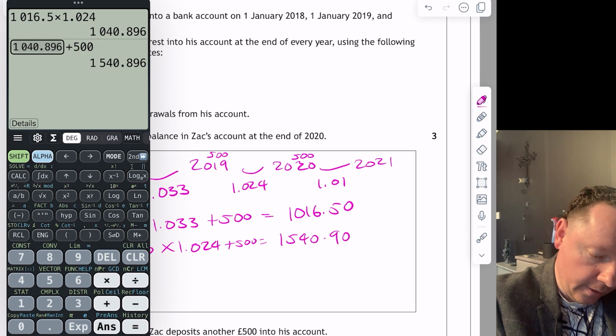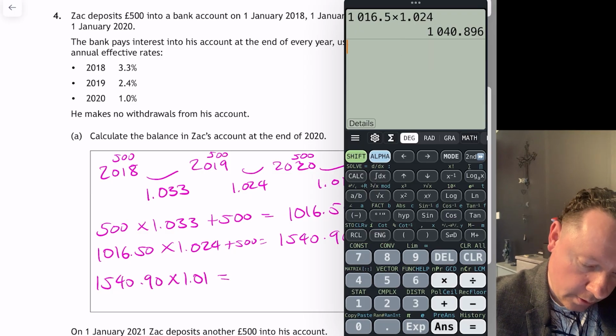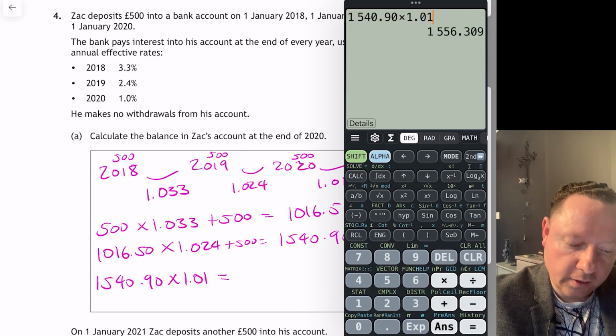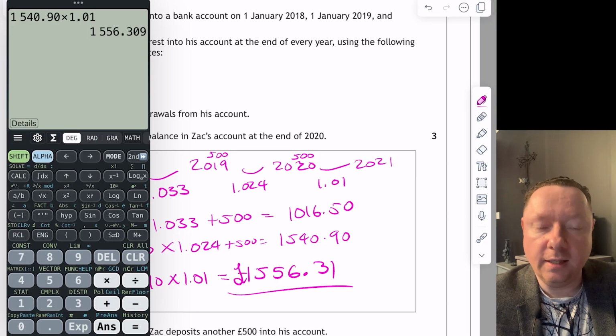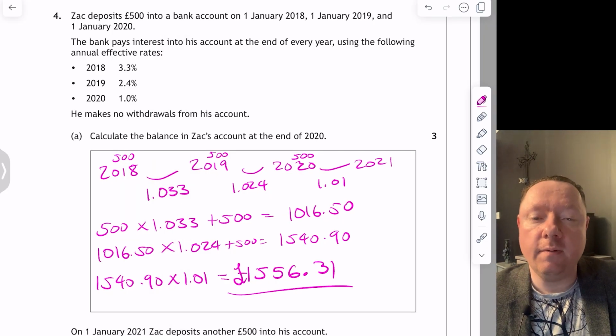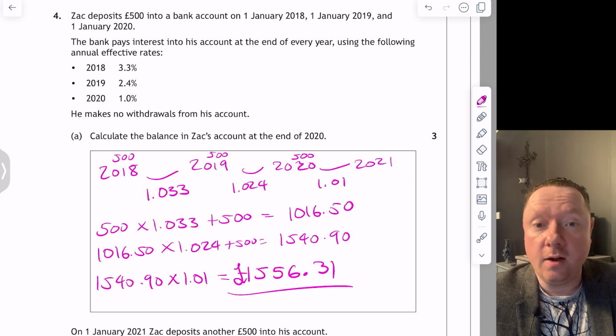And then we start again. 1540.90 times 1.01 is 1556.309. So 1556.31 to 2 decimal places. Just note the Markscheme of this, the SQA designed it to be 1556.30 instead of 31, but we did say 31 would be an acceptable answer due to rounding, so I think the rounding's fine.